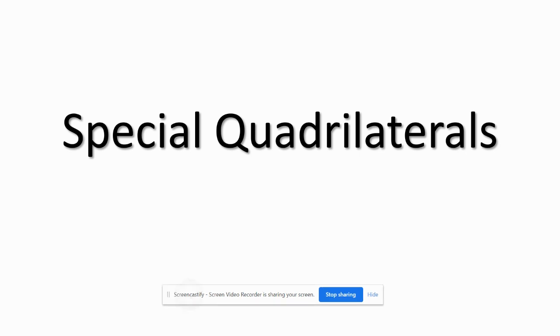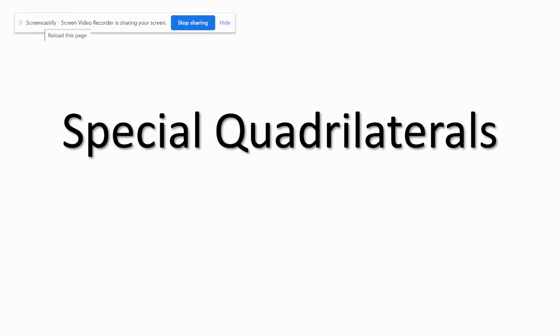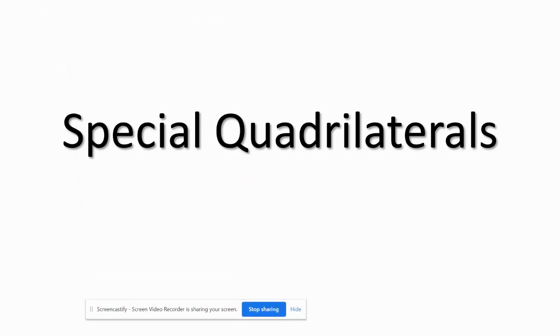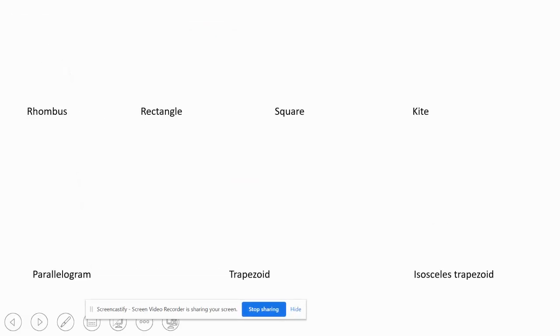For right now, let's talk about special quadrilaterals. I'm going to be talking about figures that have four sides, so polygons with four sides. There are 7 names we're going to be talking about: rhombus, rectangle, square, kite, parallelogram, trapezoid, and isosceles trapezoid. Now a rhombus is a quadrilateral, so four sides, and all the sides are equal.